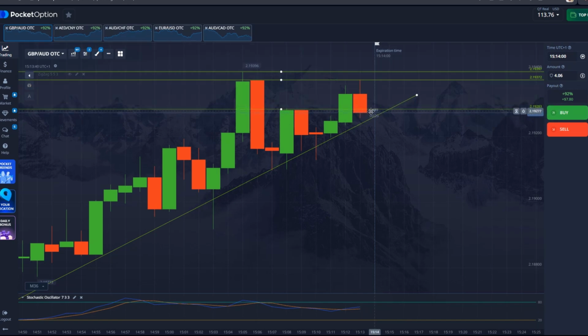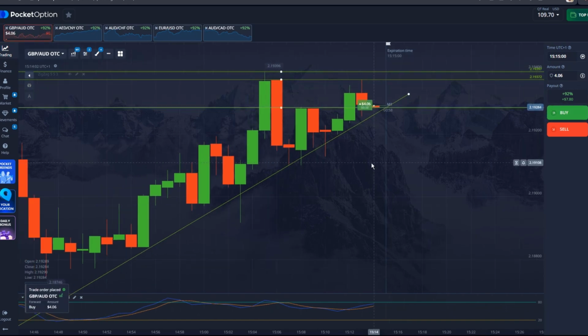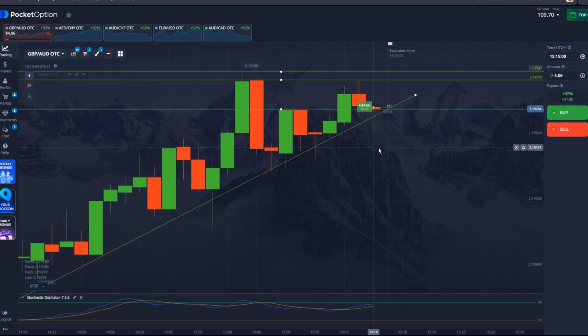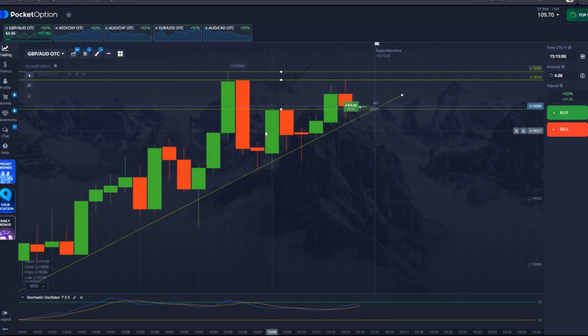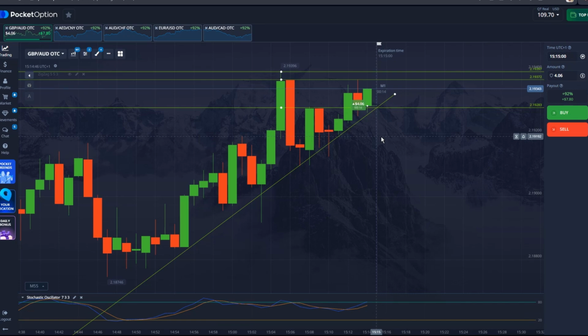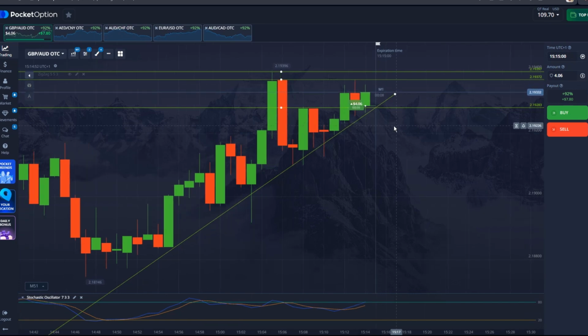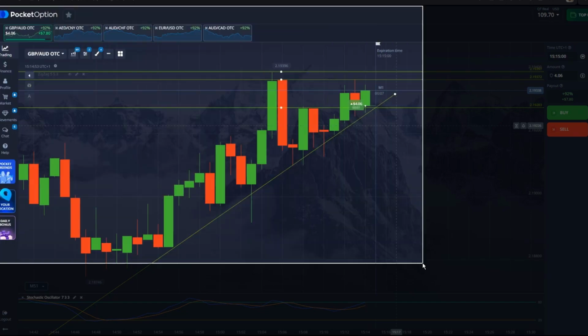But the thing is, mind you, it has to obey this point. If it goes below this point, I will not take a trade. So that's our buy signal. So this is a profitable trade.